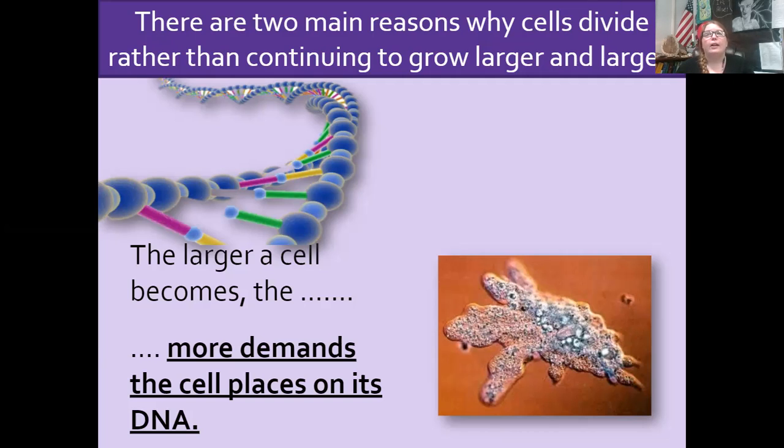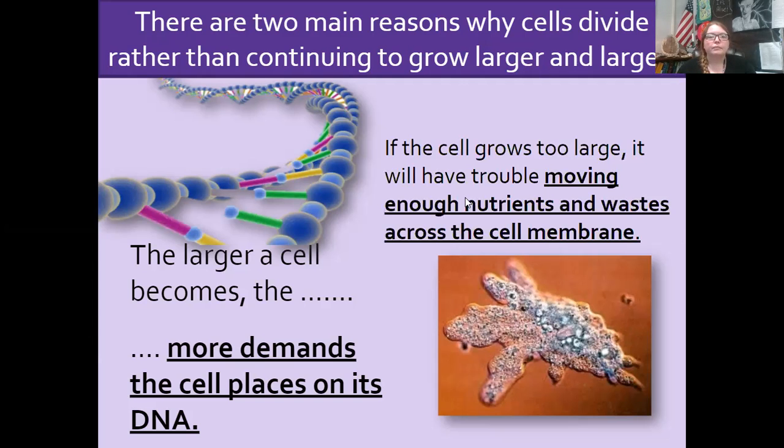So like a cookbook, the nucleus of your cells has a whole bunch of DNA in it, but the more things I'm trying to make out of that set of instructions at the same time, the more difficult it is. A bigger cell is going to need to make more things at the same time, so it's very inefficient for our nucleus. The second reason is that if the cell grows too large, it has trouble moving nutrients and wastes across the membrane. Things can only diffuse so fast.